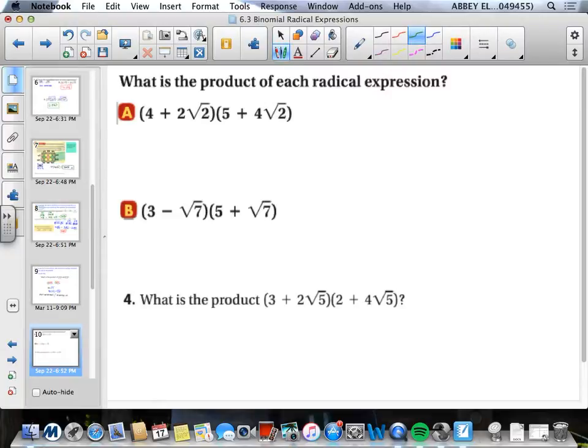On A, we know how to FOIL. Remember FOIL: first, outer, inner, last. So I'm going to do all of these steps while keeping in mind my out without and the in within. So here I go. My first is 4 times 5, which gives me 20.